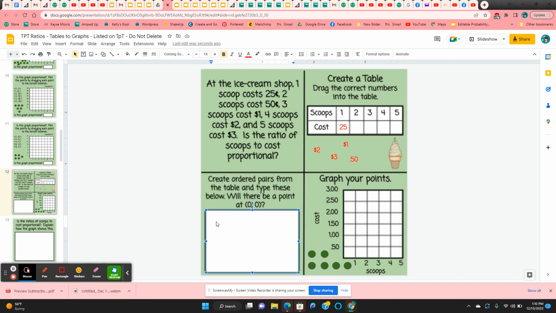Down here, they're going to create all the ordered pairs by using parentheses. Make sure they use decimal points and put them in the correct place, so that it's not $25 instead of 25 cents. And so list all 5 ordered pairs. Once they get all 5 ordered pairs, they're going to graph these on the graph, and then they're going to determine whether it's proportional.